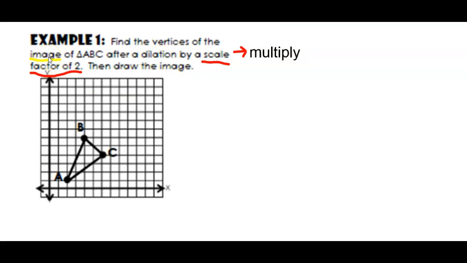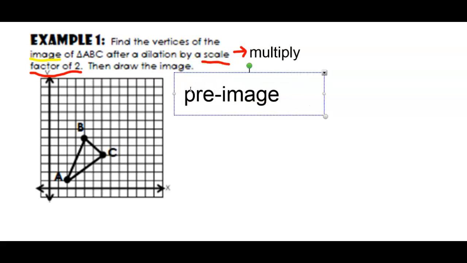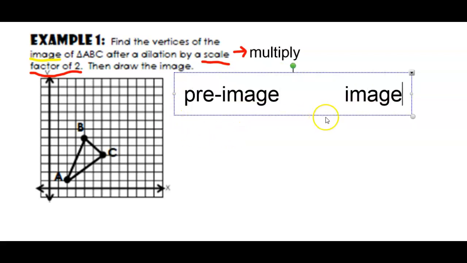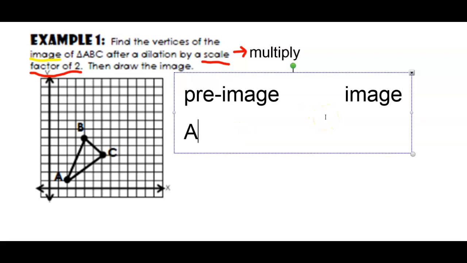So because it said to find the new points of the new image, let's go ahead and set up our points bracket. So we know we're going to have pre-image, which is our old one, and then image, which is our new one. And then we're going to have A and its brackets. And then for the new image, if you guys remember, we call that A with a tick mark, which is A prime. And then I want you guys to continue to set this up for B and C.